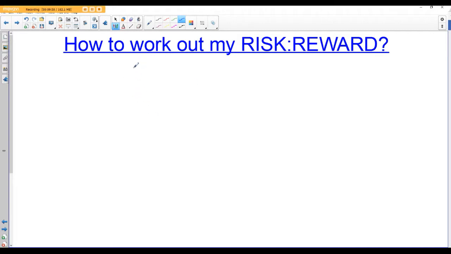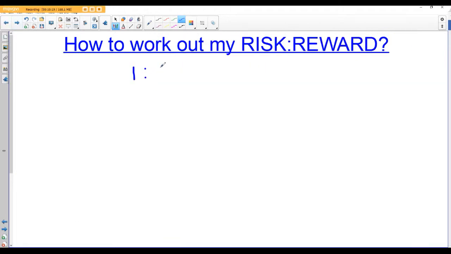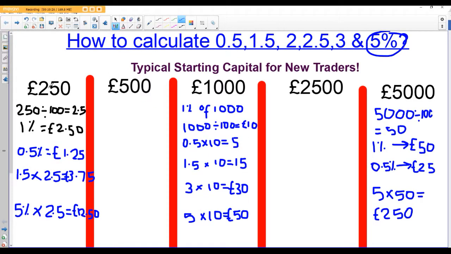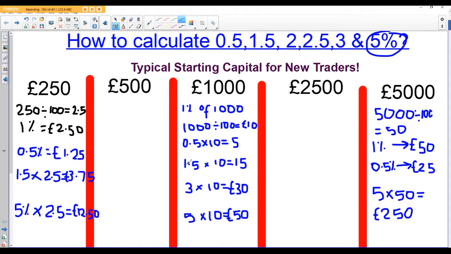Okay, guys, now I prefer to have, I'm risking one part, and say my risk in this trade was on a £1,000 account, let's take a £1,000 account, and I said I'm risking 3%. So therefore, if I'm risking 3% of my £1,000 account, then I'm risking £30. Now, when we say risk reward, if we say 1 to 2, if I'm risking £30, I want to make £60.